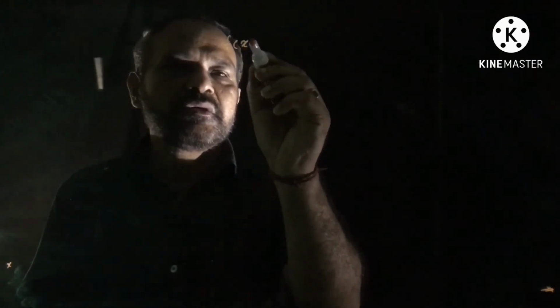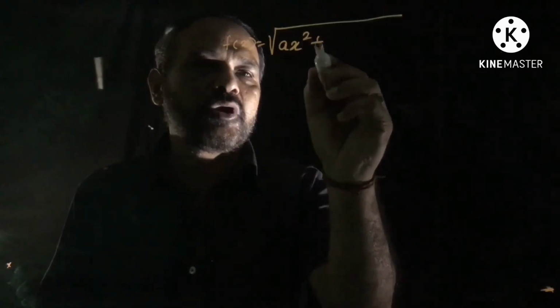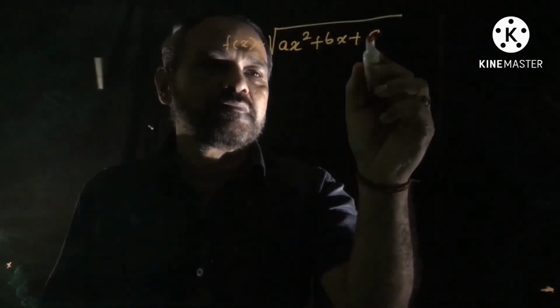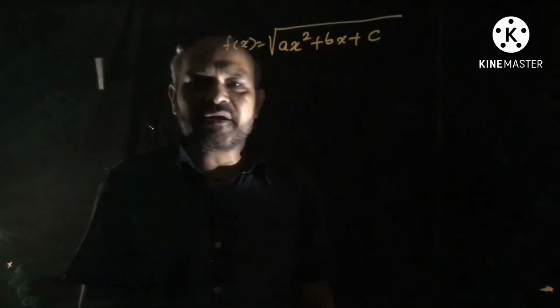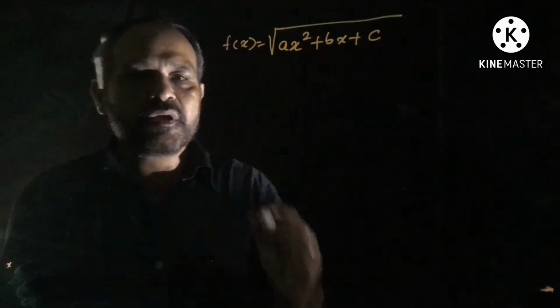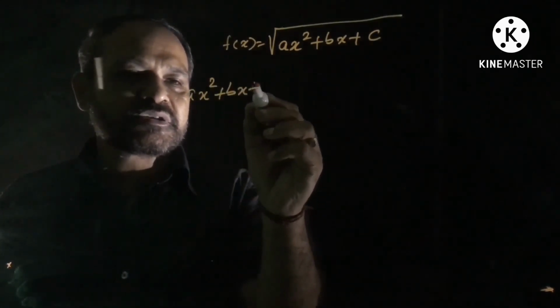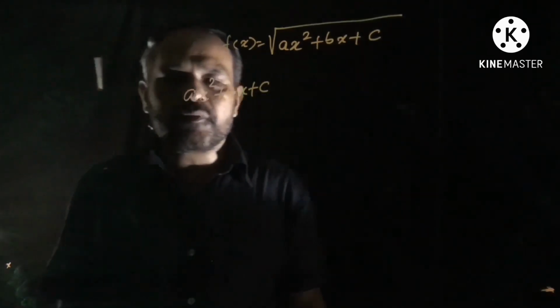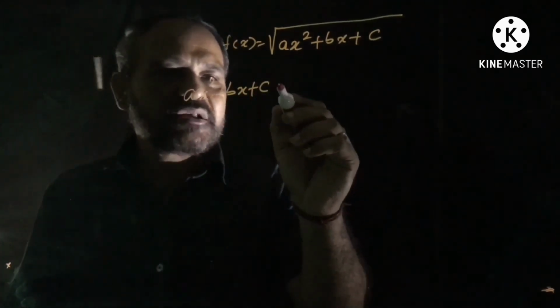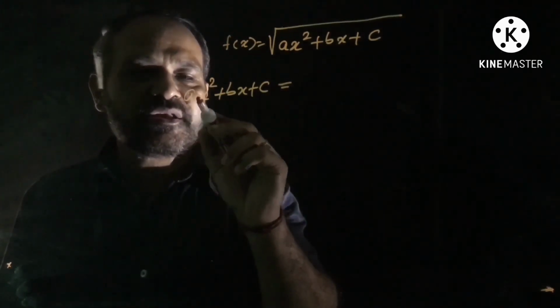Now, we are going to find out the domain of f of x equal to square root of ax square plus bx plus c. In class 9 and 10, we already know the process of completing the square. If we write ax square plus bx plus c in the form of completing the square, first we have to consider the leading coefficient as 1.